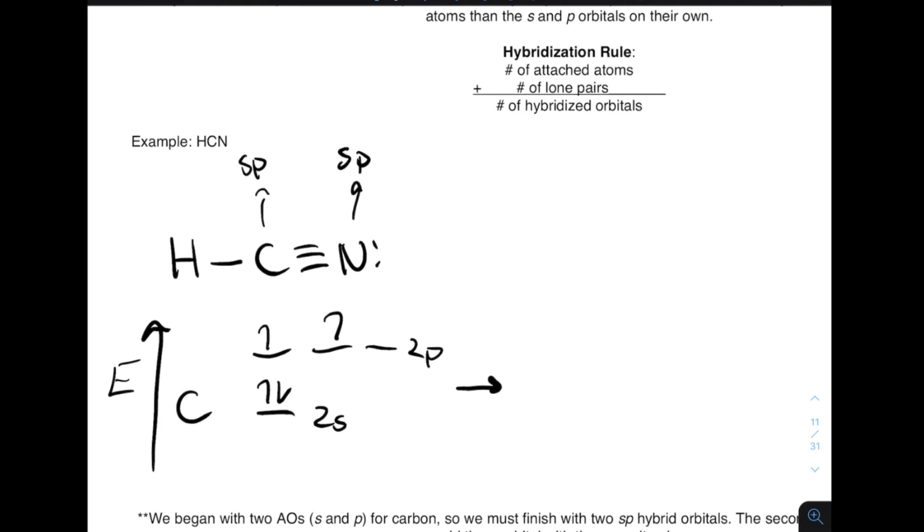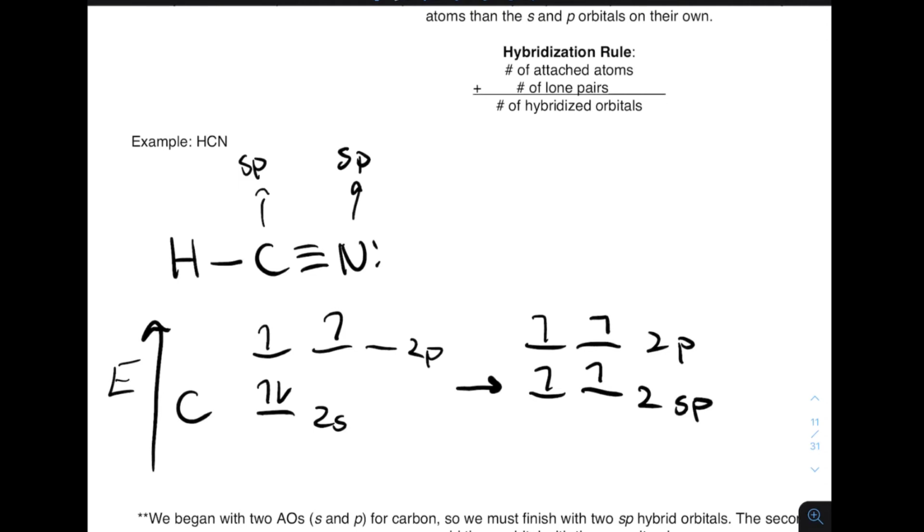So when they mix, you end up forming this. Actually, hold on. You still have your 2p orbital, but now you have sp orbitals as well, and the electrons are filled in like this after that mixing.